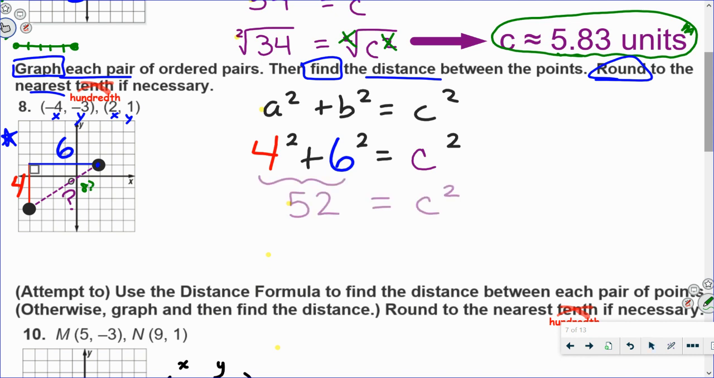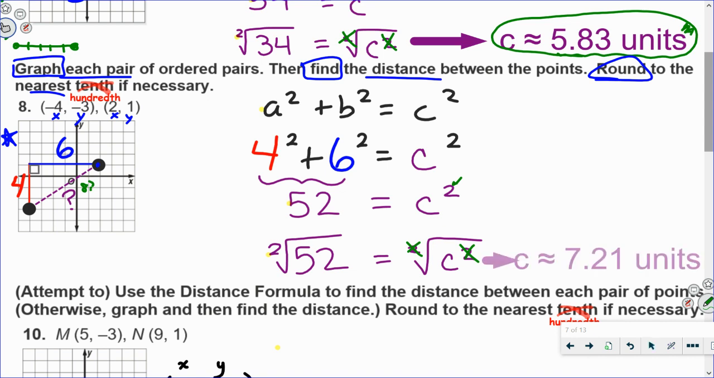Let's find out. 4 squared, 16, 6 squared, 36. Put them together, 52. Let's get rid of that square power with the square root because a square power and a square root cancel out. 7 times 7 is 49, so it's going to be a little bit bigger. Hey, that's not bad. That's pretty close to 8 units. So when in doubt, you are welcome to graph out the 2 points and then draw your right triangle.